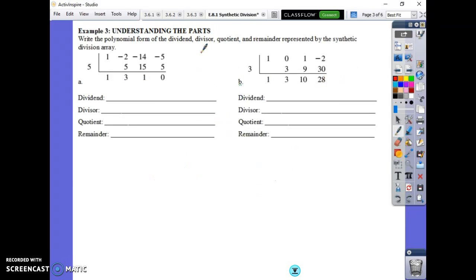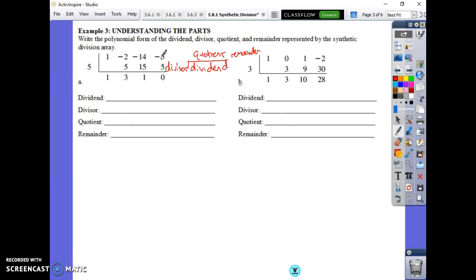Finish out the beginning of this, our example 3, understanding the parts. So we're going to write the polynomial form of the dividend, divisor, quotient, and remainder represented by the synthetic division array. So understanding these different words is a big deal. When you are doing long division, you tend to write your division like this. Your dividend is this number under here. Your divisor is the number that you wrote you're dividing by. Your quotient is what you get. And your remainder is what you write off to the side usually. So just to give you an idea of where all of those words come from.